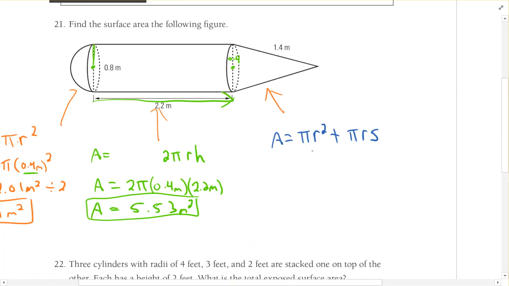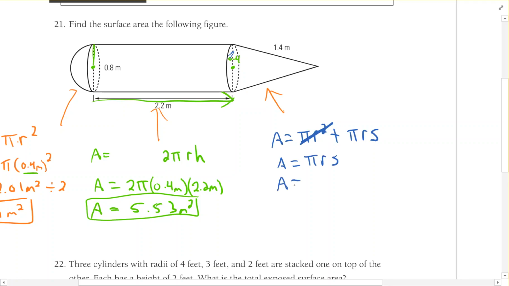Okay, but now again, we have a similar situation as the green part that we did there, in that we don't need the surface area of the circle on the inside, because it's on the inside. It's not the surface area. So we don't need that circle part of it. So our formula is just area is equal to pi r s is the only one we care about.